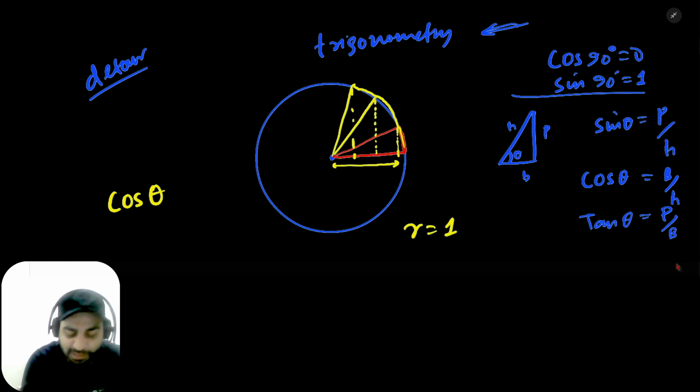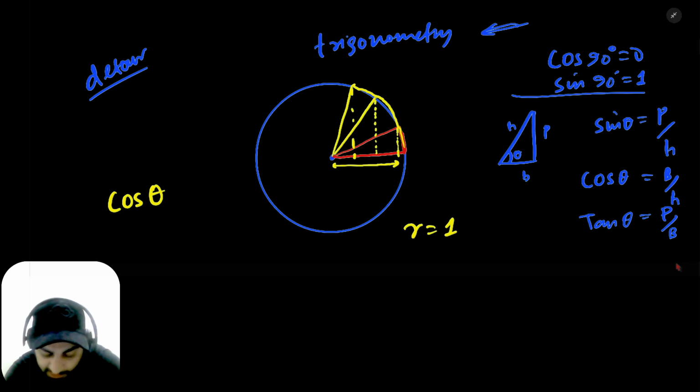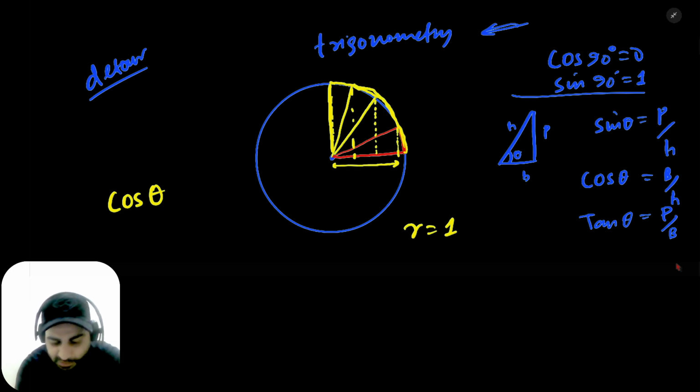Okay, so if you want to measure cos of theta, and somebody asks you, what is cos of 90, you'll say, I walked 90 degrees. I walked from here to here, so this much I walked on the circle. Then what is the perpendicular onto this radius? It's here, it's 0. That's why cos of 90 is 0.